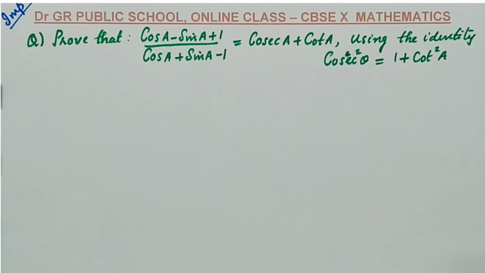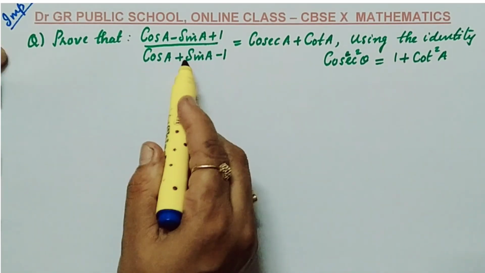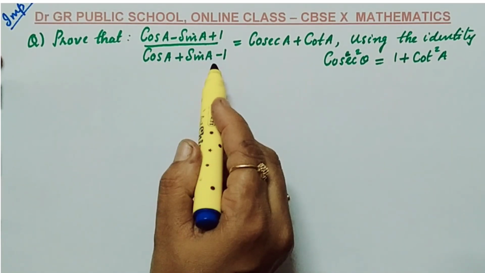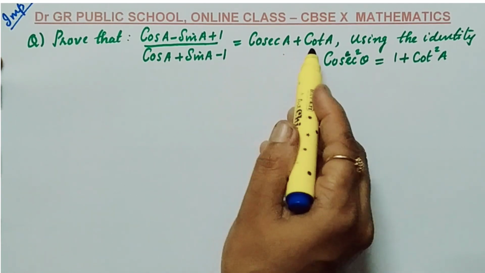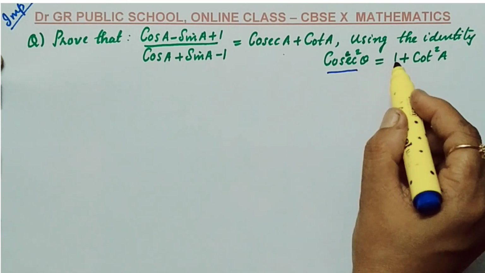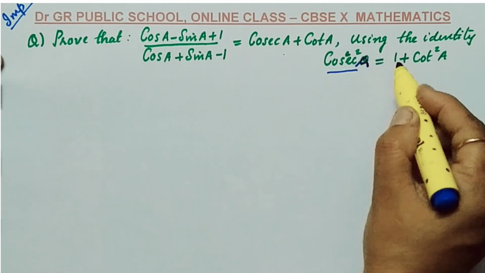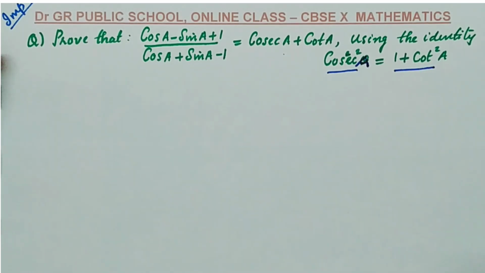Next one, an important question for the board examination. Prove that (cos A minus sin A plus 1) divided by (cos A plus sin A minus 1) equals cosec A plus cot A. You are asked to apply the identity cosec square theta minus cot square theta, both are same. Cosec square A equals 1 plus cot square A. This identity is known for you. So applying this identity, you need to prove this question.